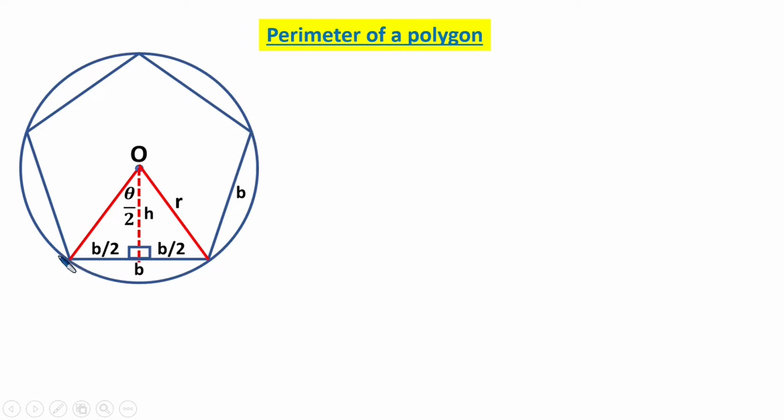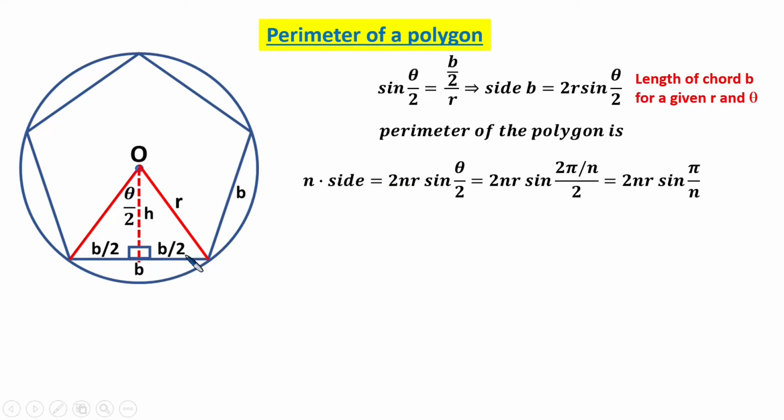What do we mean by perimeter? The perimeter of a circle is its circumference, and the perimeter of this polygon is the sum of all these lengths. There are 5 lengths, 1 2 3 4 5, so 5 times b is the perimeter. How do you find this perimeter for a given distance r from the center to a corner, and for a given length of each side?